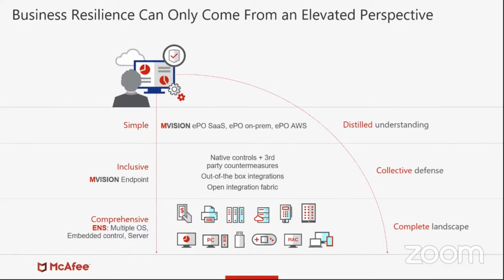Same story for ePolicy Orchestrator. Every single endpoint suite includes the 3 versions of ePO, so public cloud AWS, SaaS, or the classic one on-premise.